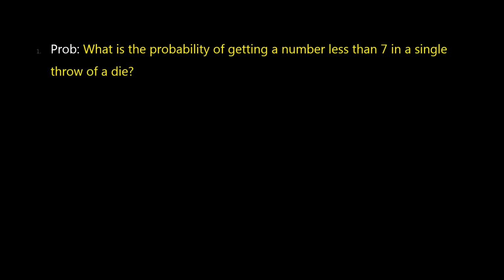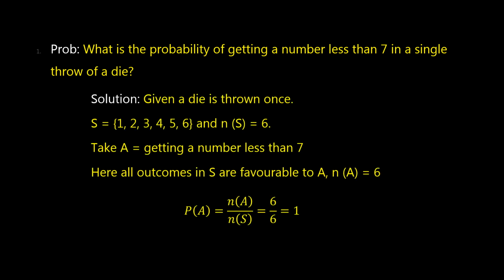What is the probability of getting a number less than 4 in a single throw of a die? This is the easiest one. Given a die is thrown once, write S and n of S.